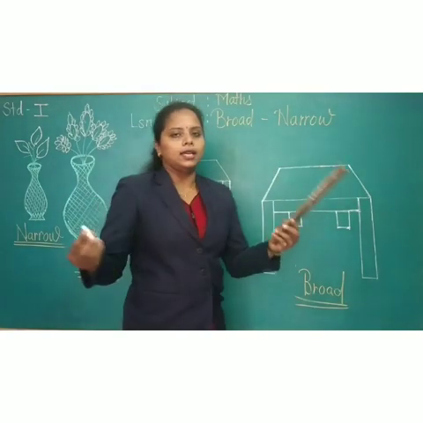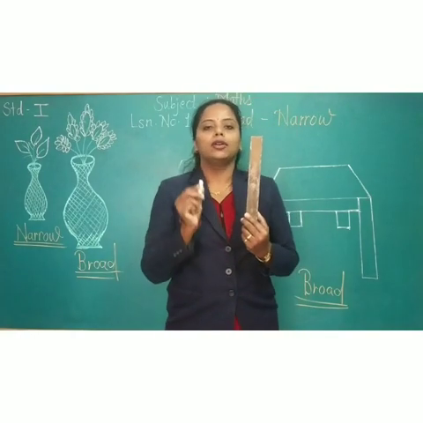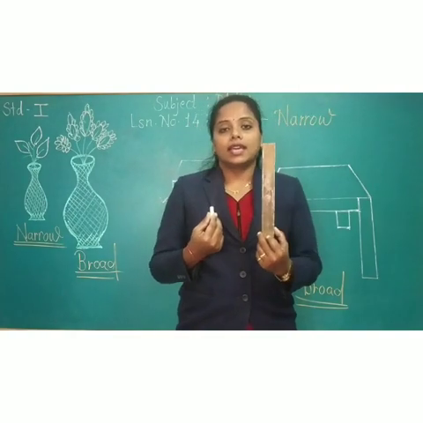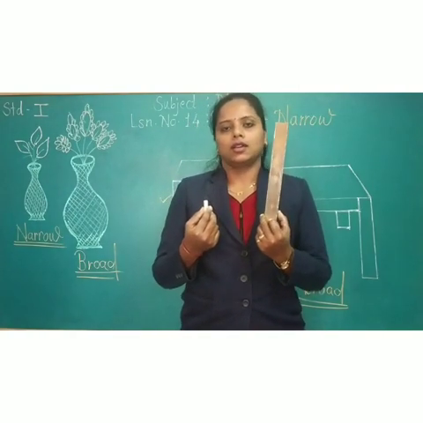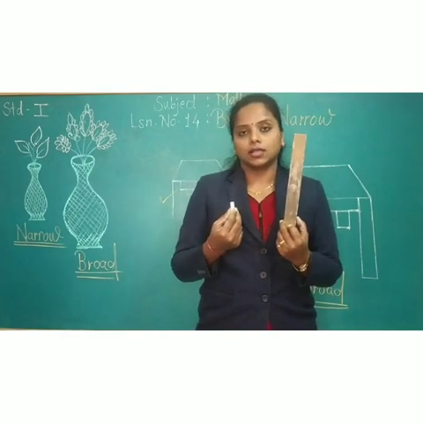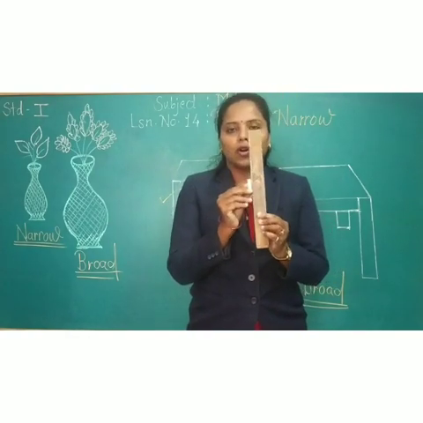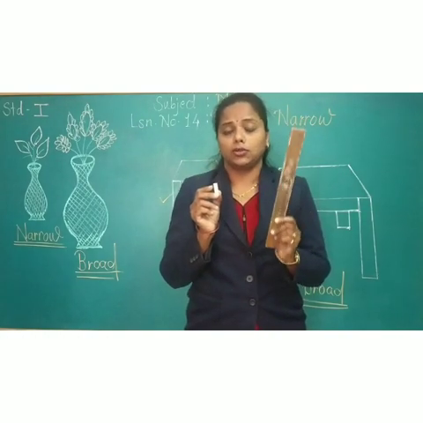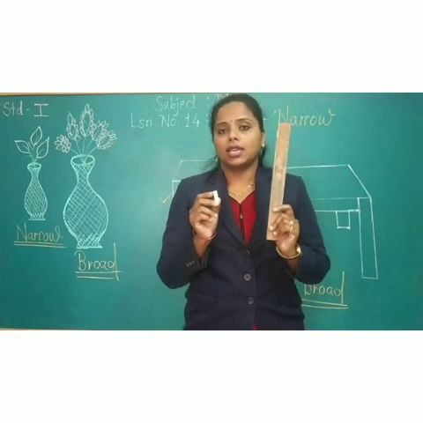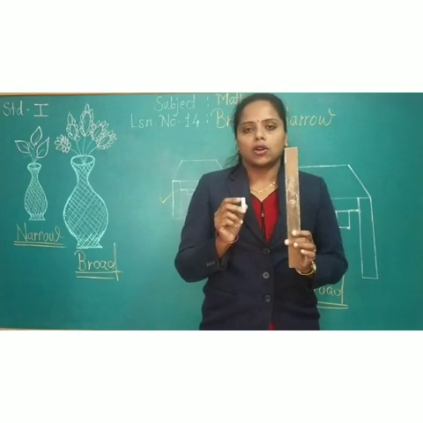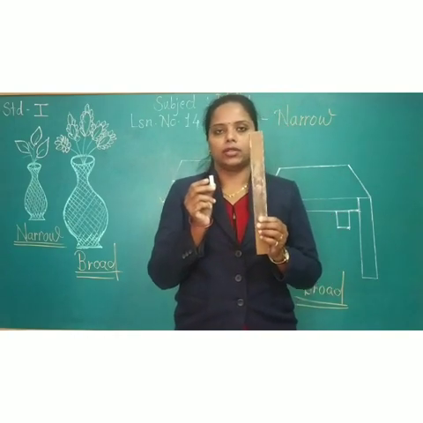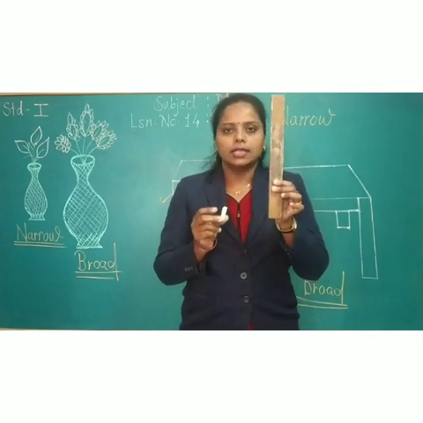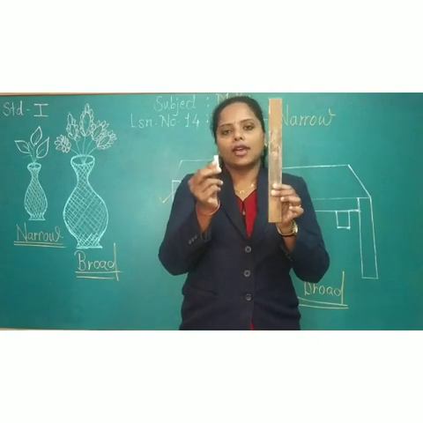Now you can see in both my hands, in the right hand I have a chalk and in the left hand I have a scale. Which one is the broad object and which one is the narrow object? You can compare both the objects with each other. Which you look small, that is called narrow, and which looks bigger in size, that is called broad. Now tell me, guess the narrow thing and broad thing. So the scale is the broad one and the chalk is the narrow one.